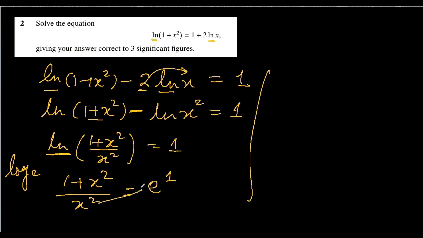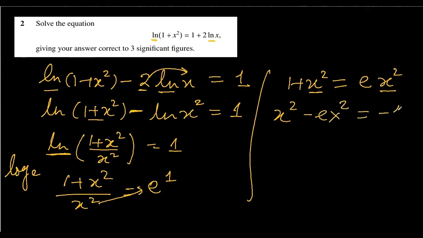We will cross multiply here. So 1 plus x square equals e x square. Okay, e to the power 1 is just e. Now let's combine x square to find the values of x. So x square stays here, minus e x square comes here, and 1 goes to the other side. Now we'll take x square common from both. We'll be left with 1 minus e equal to minus 1.